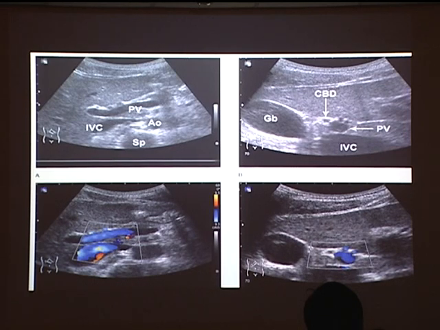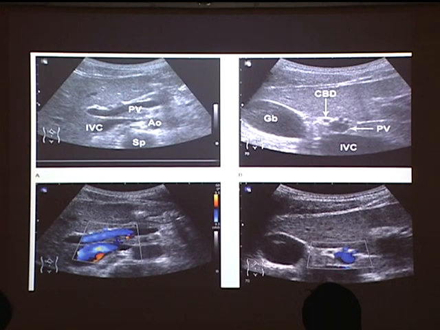So if you want to find it, you have to find the portal vein first. In the longitudinal view, you'll see maybe the biggest vessel. It's the IVC, and the upper one is the portal vein. The common bile duct is located on the portal vein, just here. And these two are another two vessels.